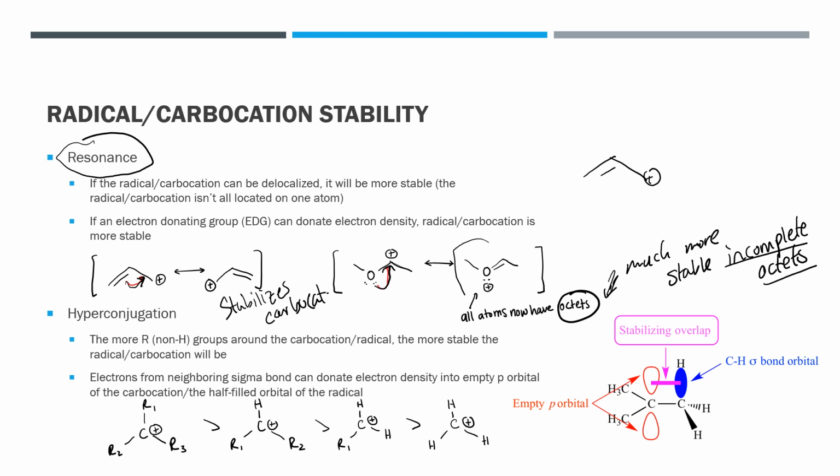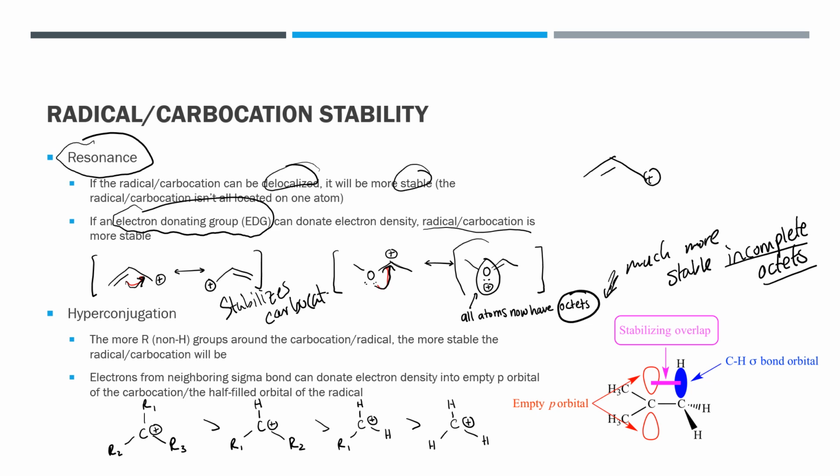So I've written if we can delocalize it, it's more stable. And if we have an electron donating group, right? Our oxygen is an electron donating group, our radical or carbocation will be more stable. So now let's talk about hyperconjugation. The more R groups, and this just means non-hydrogen groups around the carbocation or radical, the more stable the carbocation or radical will be.